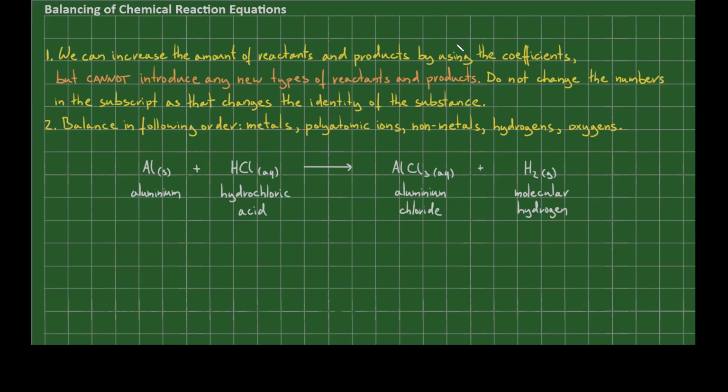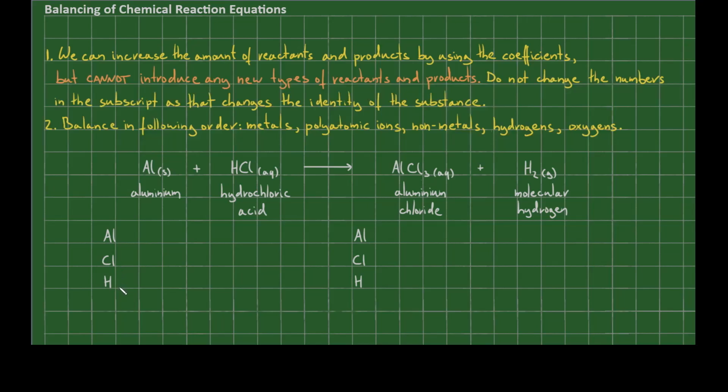Here we have an equation between aluminium and hydrochloric acid that will give us aluminium chloride and molecular hydrogen. To help me balance this reaction equation, I'm going to list all of the reactants and products present in terms of the atoms. Both sides, I have aluminium, chlorine and hydrogen. Why did I list them in this order? Well, I'm trying to follow guideline number 2. Metals first, then non-metals, then hydrogens.